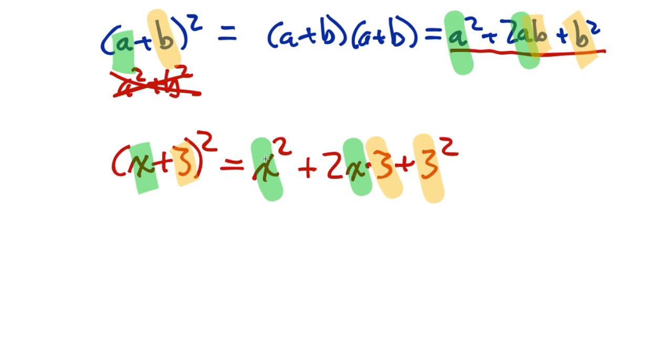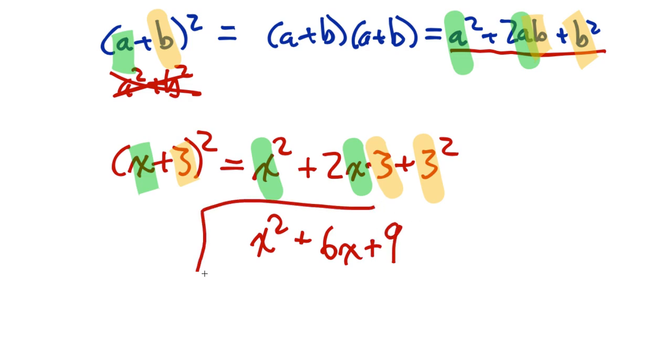Now, I do need to clean this up. x squared is actually fine as x squared. 2 times x times 3, I'm going to multiply the numbers: 2 times 3, I get 6. That'll be 6x. And then 3 squared becomes 9. So you should be good to go.